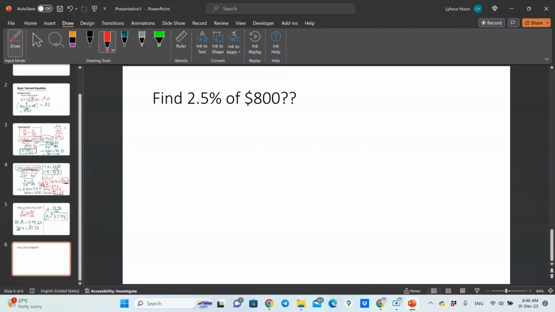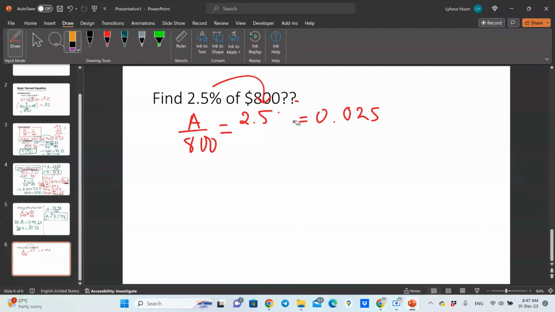What should it be? The formula, let me write it for you: A over $800 equals 2.5 over 100. Remember, this is not a percent anymore. If you keep it as percent, you may get confused, because we have to move the decimal like 0.025 and then it becomes wrong. So it's only 2.5, not percent, because we already divide by 100.